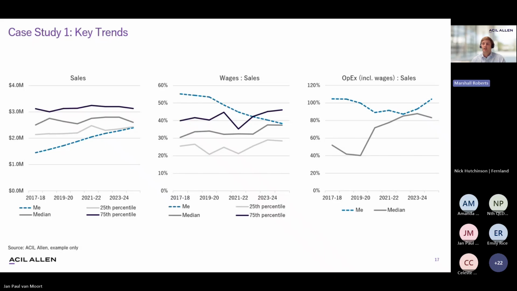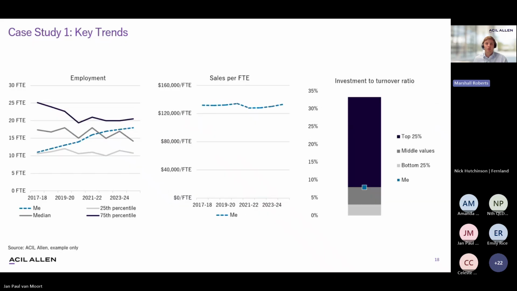Thirdly, on the right-hand side, we see operating cost to sales ratio. A few good years, around 80 to 90%. However, in the latest year, we can see it's surpassed 100% for that operating loss in the latest year. And we can see a gap has opened up between this business and the industry median. So certainly some non-wage cost pressures for this business, something to focus on.